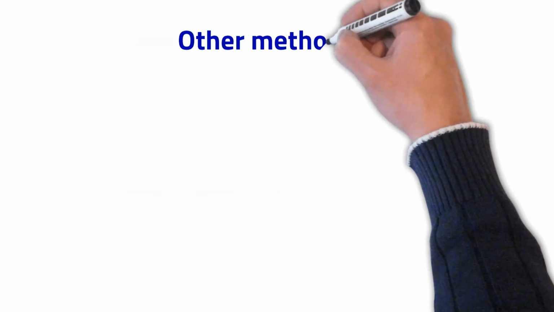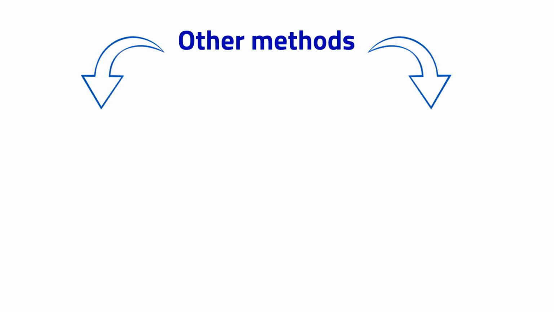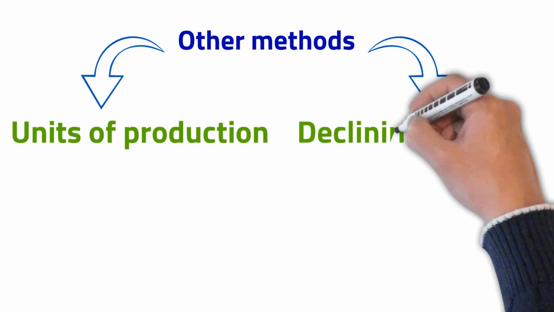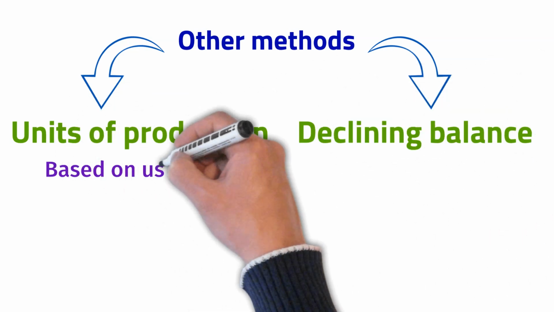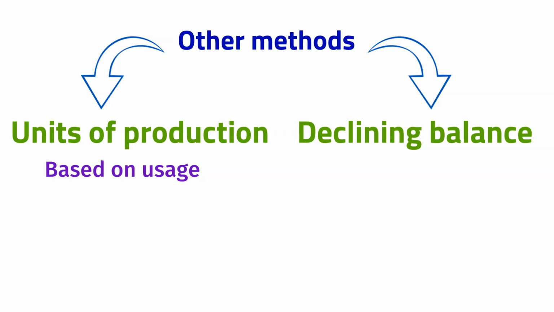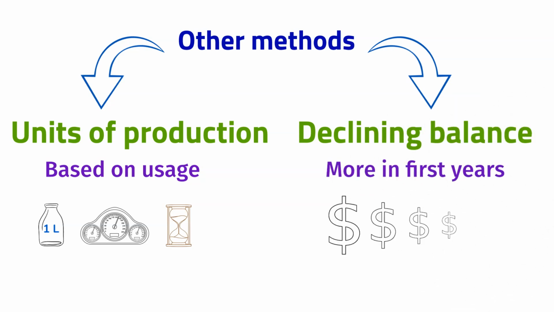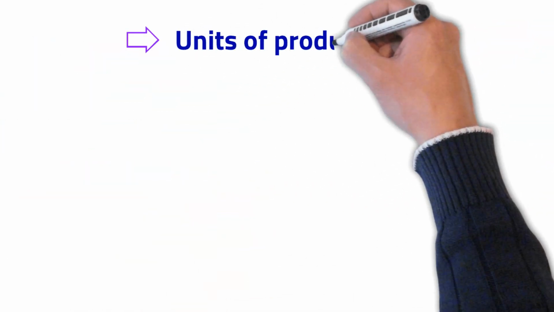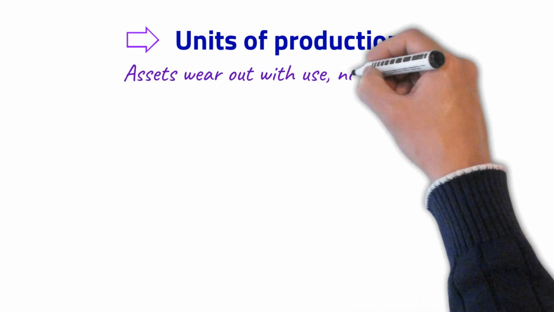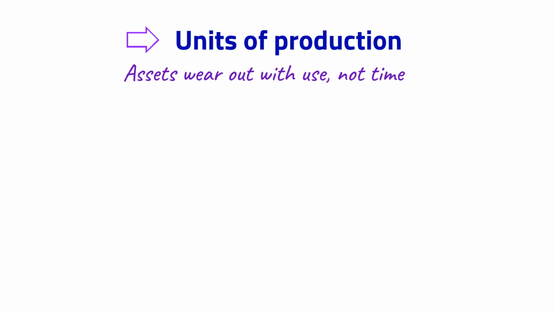But there are other methods, the most common of which are units of production and declining balance methods. For units of production, depreciation is based on usage, like liters of apple juice produced, kilometers driven, or hours used. For declining balance, we book more expense in early years, less later. So, when does the units of production method make more sense than a straight-line method? Some assets wear out with use, not with time. If the benefit of your asset is linked to output or hours, match the expense to that usage.